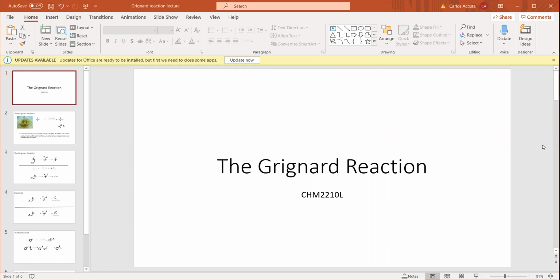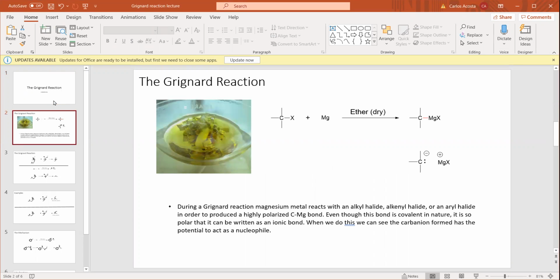Hello everyone, today's lab is going to be on the Grignard reaction. So what is the Grignard reaction? It's a reaction that creates a carbon-carbon bond during synthesis, and this is very important because the formation of carbon-carbon bonds is very coveted during synthesis, since you can use them to build up larger molecules.